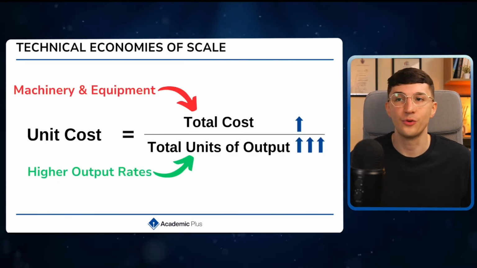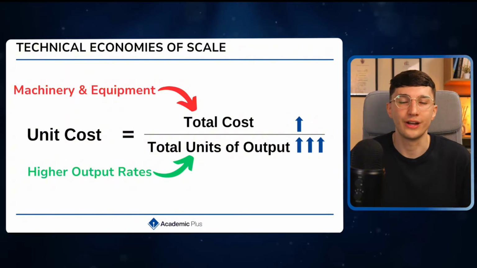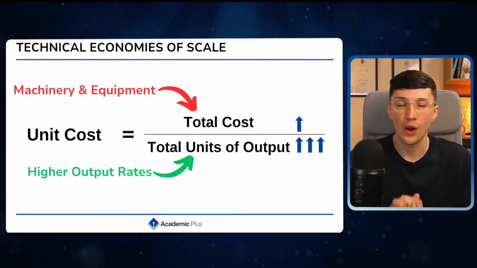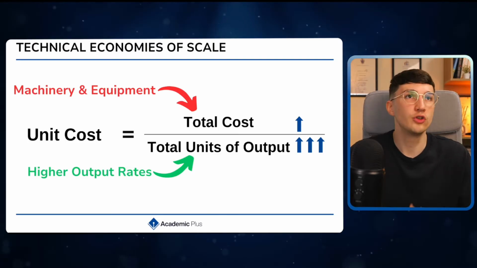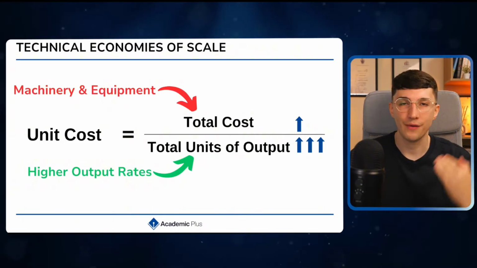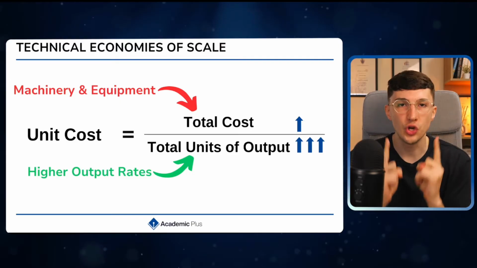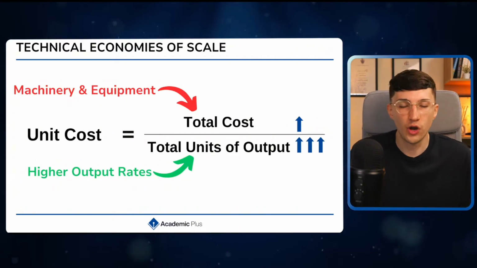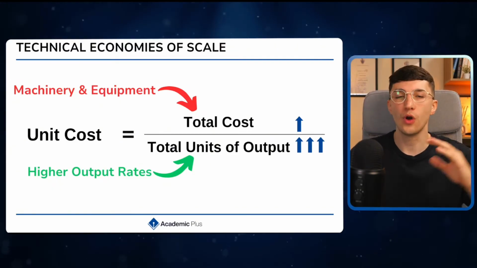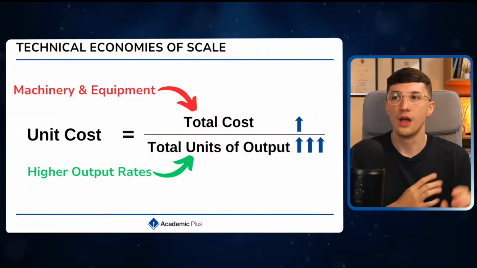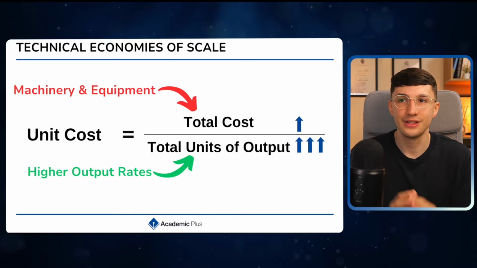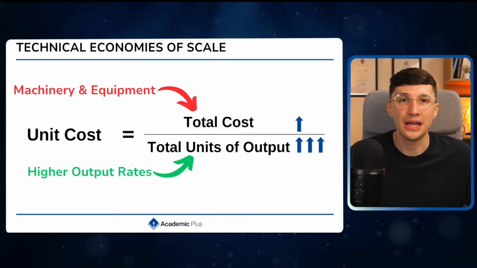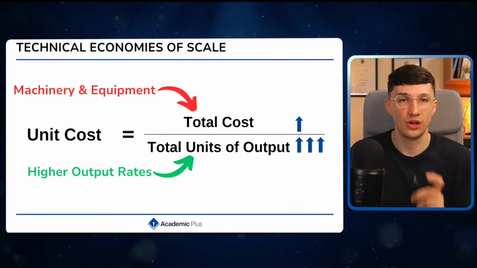Go back to that formula. Yes, total cost increases. Never in economies of scale ever say, well, your total cost reduced, because that's not true, because to produce more units, you're having to spend more money. It's your unit cost that reduces. So total costs go up, we're producing more, we've got more machinery, we've got more equipment, but that should give us higher output rates. That should give us higher efficiency as a business, so the total units of output increase at a greater rate than our total costs.